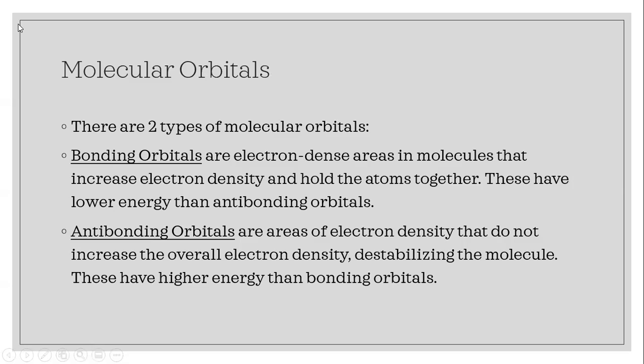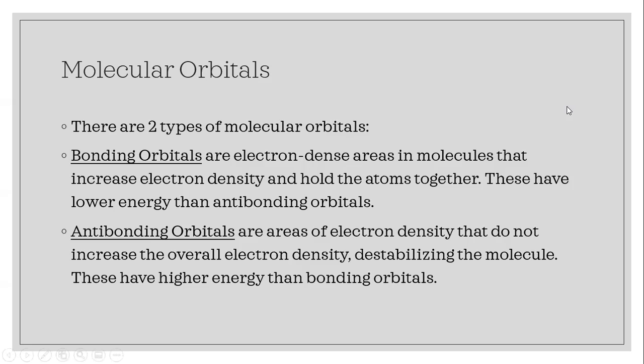But first, it's important to understand really what molecular orbitals are. There are two types of molecular orbitals. There are bonding orbitals, which are electron-dense areas in molecules that increase electron density and hold the atoms together. These do have lower energy than antibonding orbitals. Antibonding orbitals are areas of electron density that do not increase the overall electron density. The fact that they don't increase it destabilizes the molecule, which is why they're antibonding. And these orbitals have higher energy than bonding orbitals.